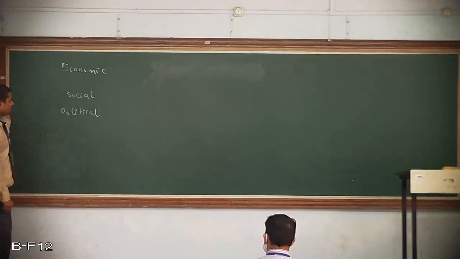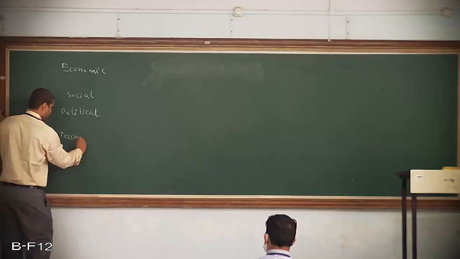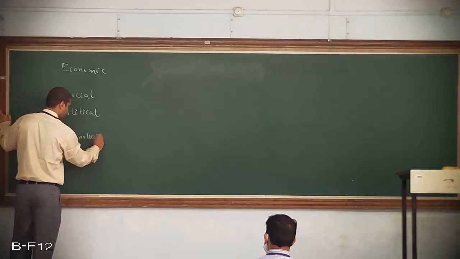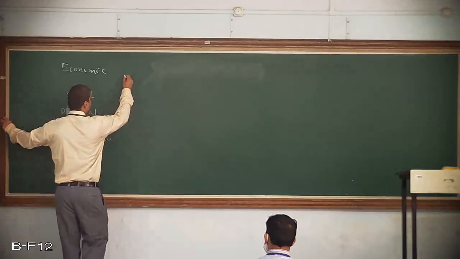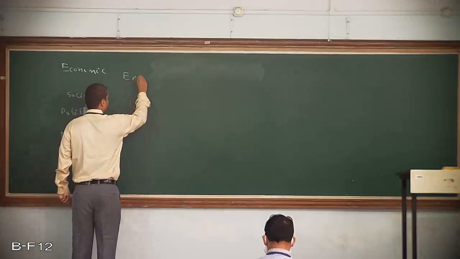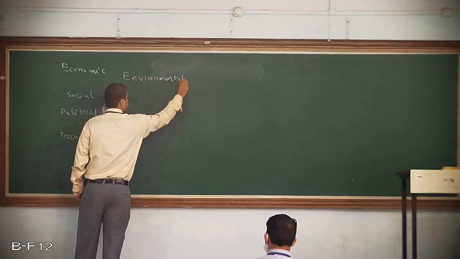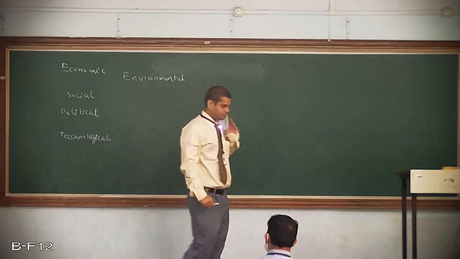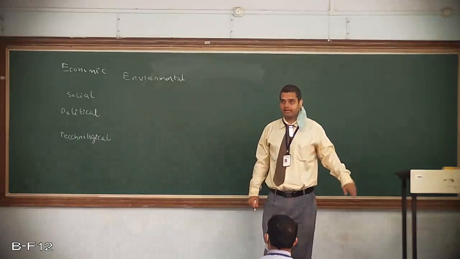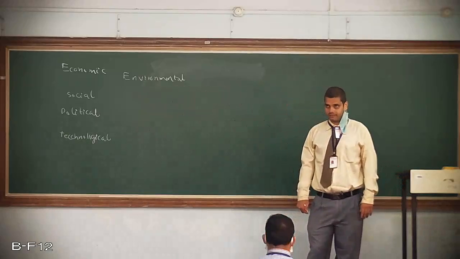So first one economic, then social, then political, and then technological factors. Apart from this, we can include one more factor, which can be environmental. But we can closely relate environmental factors to social factors because both of them can go hand in hand. If the environment is getting affected, the social life of the people also gets affected.